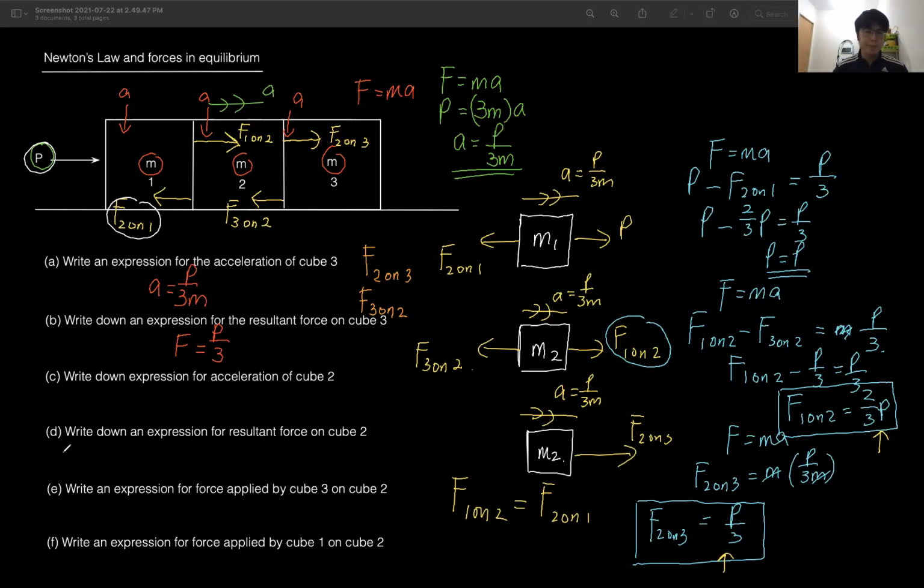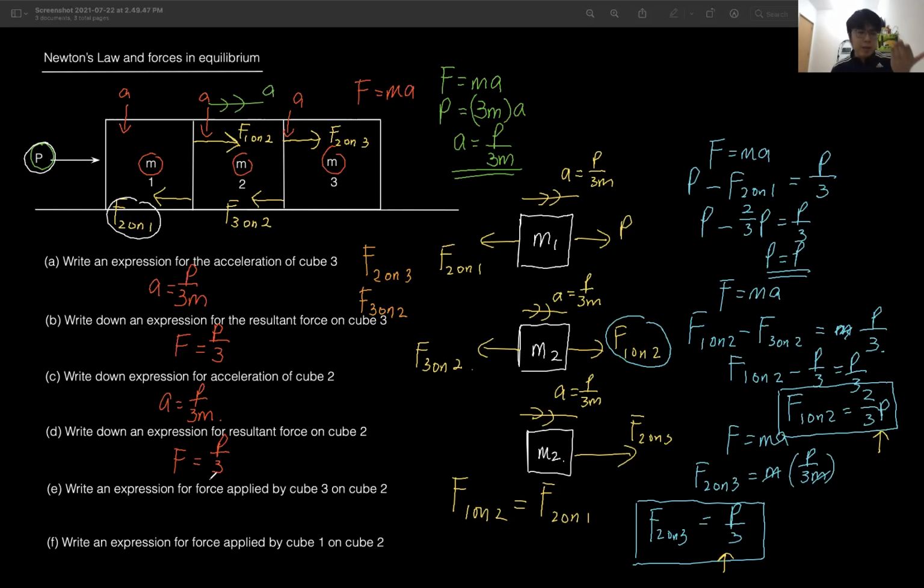C, write down the expression for acceleration of cube 2. Same as your answer in A. A equals to P over 3m. D, write down an expression for resultant force on cube number 2. Same as your answer in B. Okay, all the blocks, they each have the same resultant force and acceleration. Now, comes to E and F.